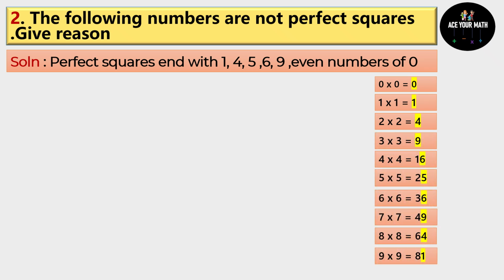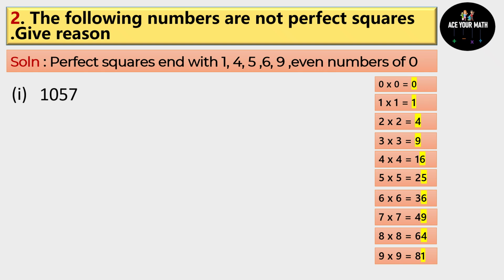Likewise, if your number is ending with 3 or 4 or 5, 6, 7, 8, 9, they will always end either with 1 or 4 or 5 or 6 or 9 or even number of 0. That is why we say that the perfect squares always end with these numbers. Okay, now we will solve the first question.